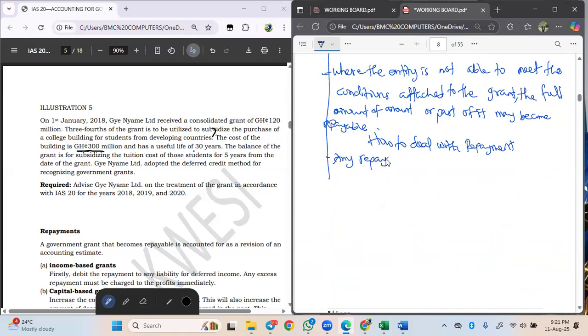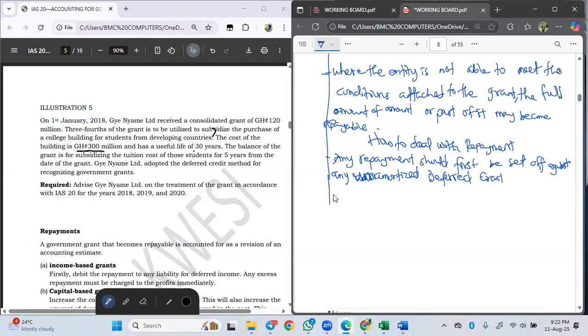Any repayment should first be set off against any unamortized deferred grant. Unamortized deferred grant simply means the grant that has not been released to the P&L. That's what is meant by the unamortized deferred grant.